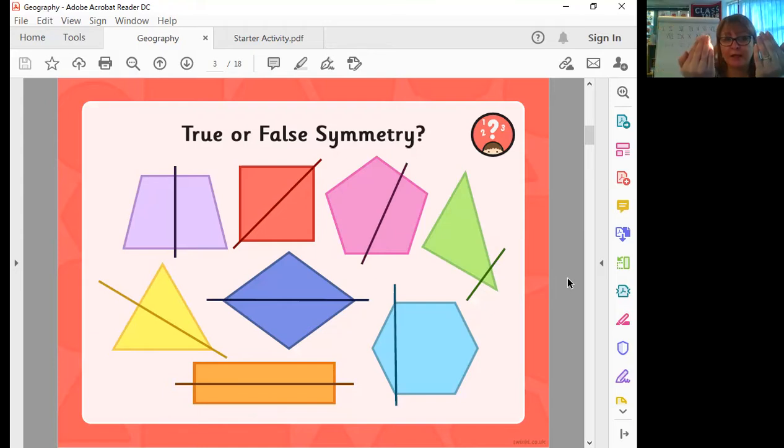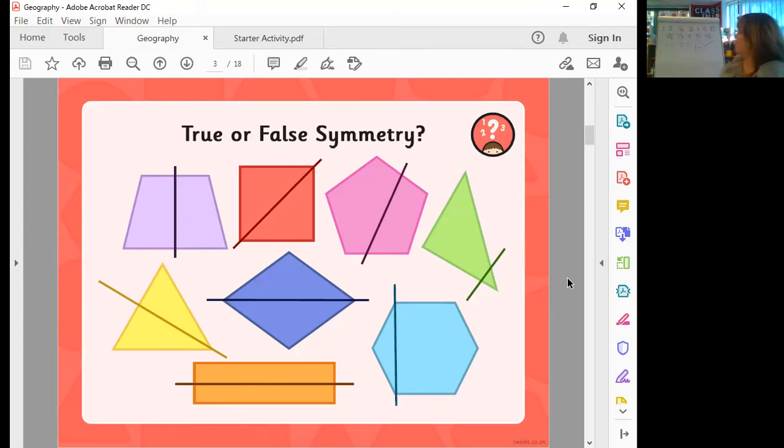So if you're looking at your reflection, when you're looking at your line of symmetry, you've got to think, is it reflective? Now you can use a mirror to do that.